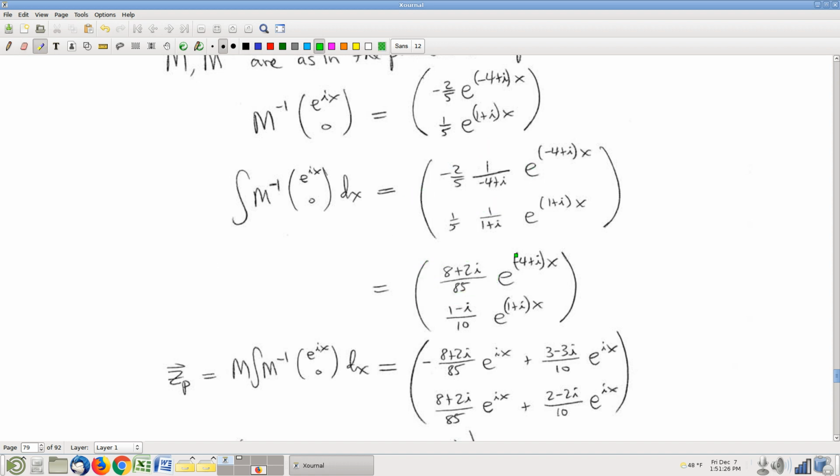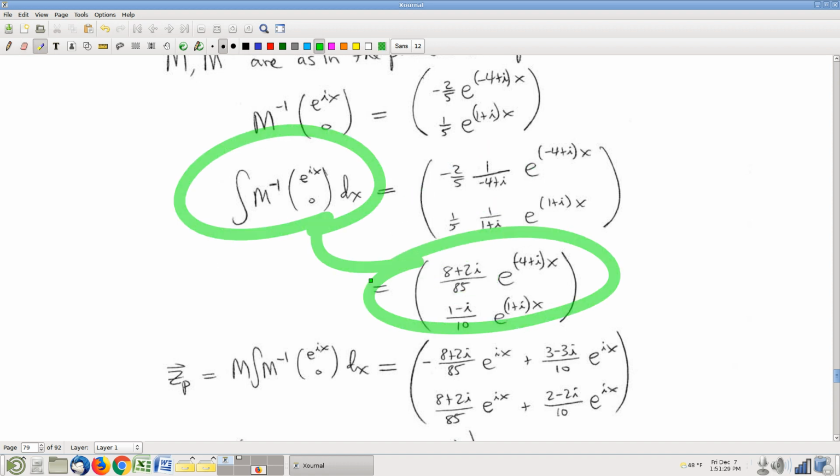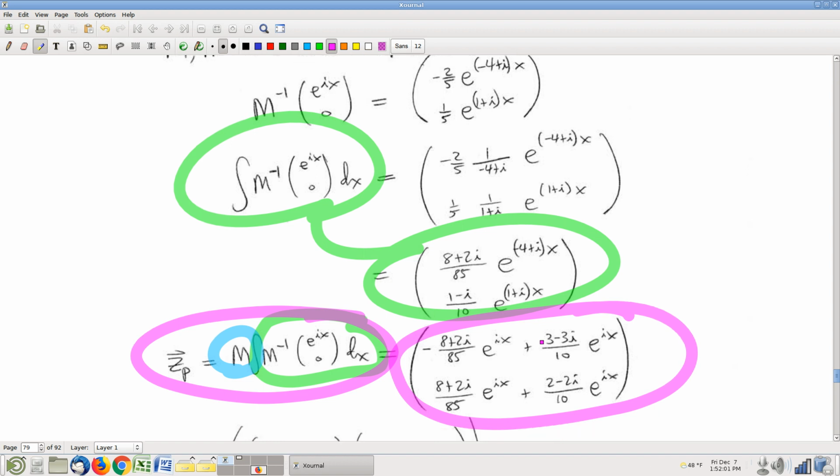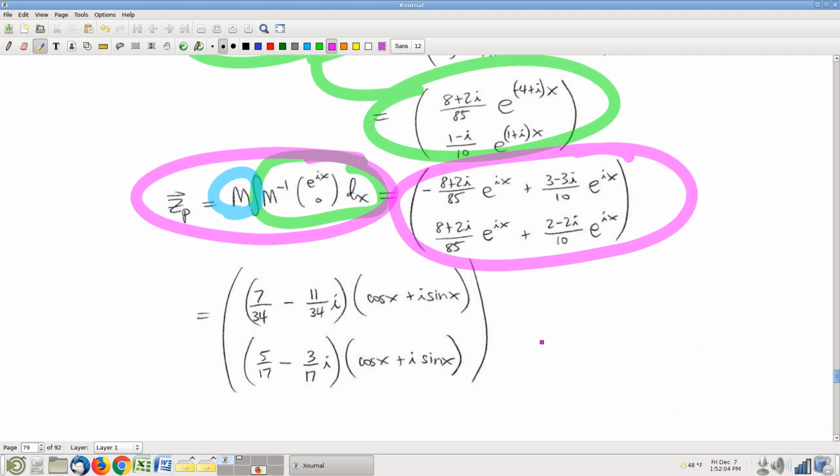Okay, moving along. There's our antiderivative. Don't forget the antiderivative gets multiplied by the M matrix again, thus giving you altogether your particular solution. Again, some kind of inconvenient arithmetic, a little bit, not a lot. It's not that bad. I have two complex fractions, different denominators. No big deal, right? So you got to simplify that, and then you have to then multiply out.